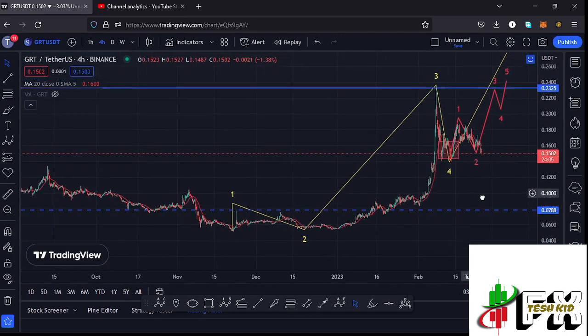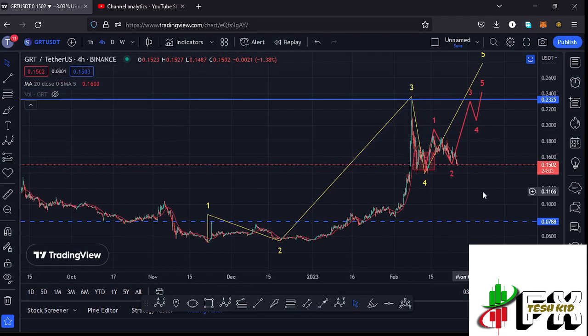Allow me to continue with the video here on the 4-hour chart by first giving you a quick recap of what has been happening, where you can see that GRT from these low prices that we had been trading within, we started this massive bounce to the upside, obeying the Elliott wave structures, having that as the first wave to the upside.